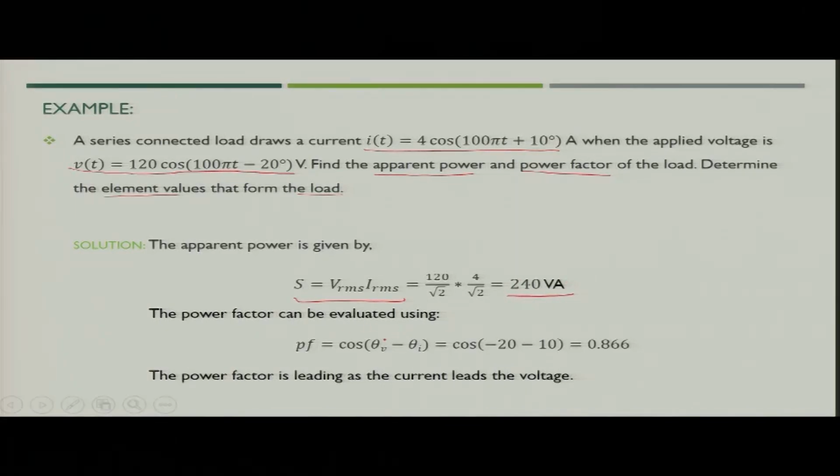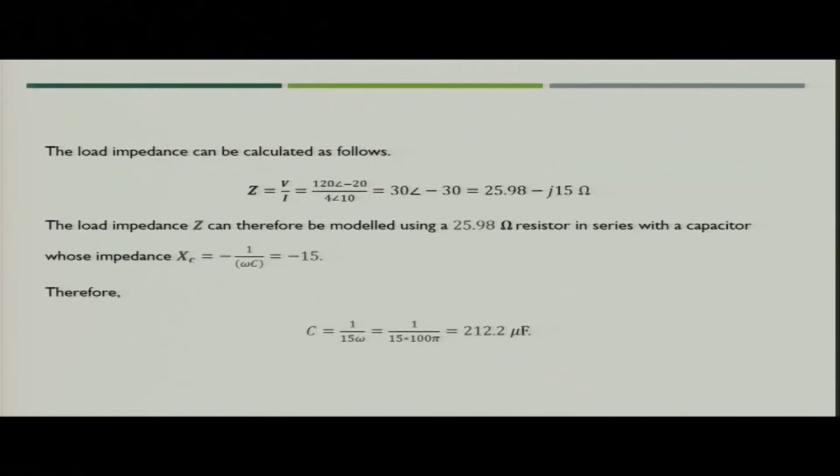Now, power factor you can simply calculate with the help of these two expressions, because power factor is nothing but cos of (θV − θI). Here θV is minus 20 degrees and θI is 10 degrees. So, you will get power factor as cos of minus 30, that is nothing but 0.866. Here power factor is leading because current leads the voltage. Here the phase angle for current is positive and for voltage the phase angle is negative, so you can easily visualize that current is leading with respect to voltage. So, it means that the circuit is capacitive.